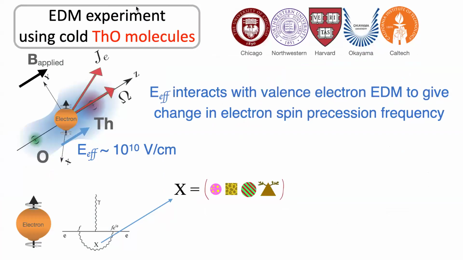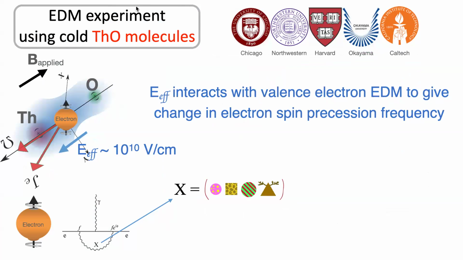Very quickly, here's our molecule, thorium oxide. Thorium is radioactive, but not very radioactive. Just don't breathe in the dust, you'll be okay. It has an effective electric field because it's heavy. The electron sees an effective electric field of essentially an atomic unit, 10 to the 10 volts per centimeter. And so how do we do the experiment?